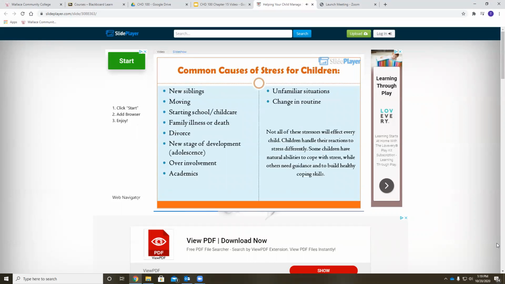Common causes of stress for children. New siblings, moving, starting school or childcare, family illness or death, divorce, new stage of development, adolescence, over-involvement, academics, unfamiliar situations, change in routine. Not all of these stressors will affect every child. Children handle their reactions to stress differently. Some children have natural abilities to cope with stress, while others need guidance and to build healthy coping skills.